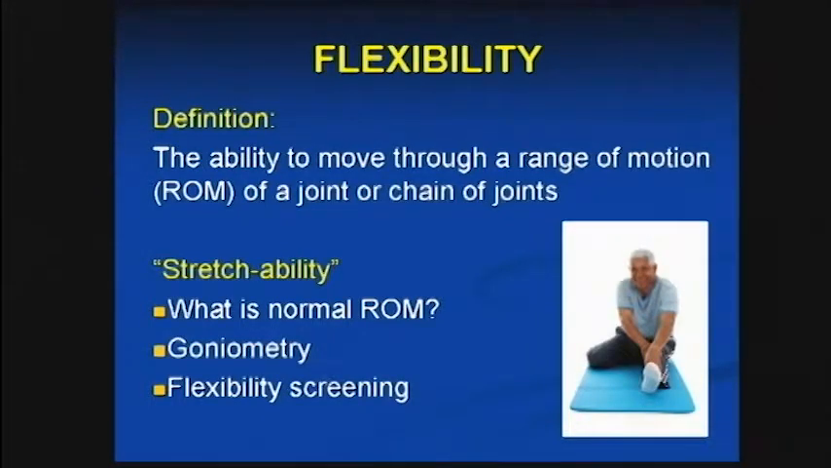So flexibility is the ability to move through a range of motion of a joint or a chain of joints. Now, we're all connected kinesthetically, so we talk about something called the kinetic chain. All the joints in the body are completely connected. You can't really isolate them and just say, my knee is stiff, but what does it have to do with my ankle or my hip? Knees, ankles, and hips are all connected, so we have chains of joints throughout the body, and our flexibility, our mobility range, needs to extend across those various joints. So essentially, we're looking at stretchability.